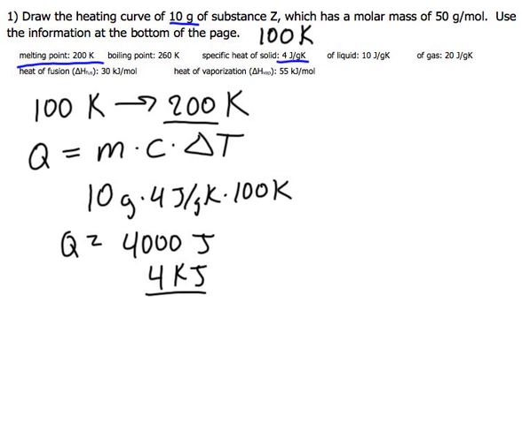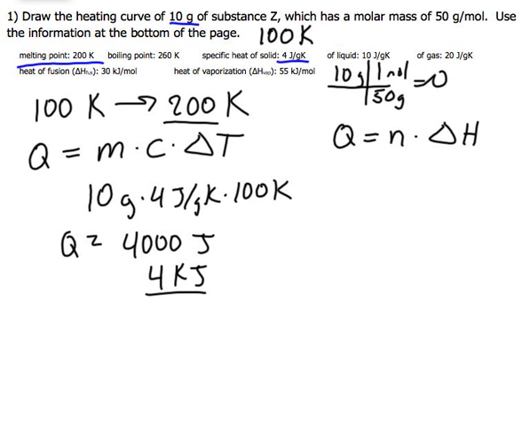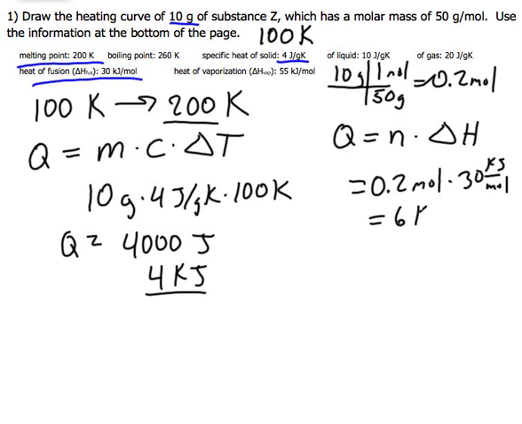For our heat to melt, we use a different equation. That equation is Q equals n times delta H, where n is in moles. We're given the molar mass of this substance: there's 10 grams, and the molar mass is 50 grams per mole. So it turns out that we are heating up 0.2 moles. I want to melt 0.2 moles, so I will be using 0.2 moles. Now I have 2 delta H values, and since I'm melting this, I'm going to use the heat of fusion, which is 30 kilojoules per mole. So 0.2 moles times 30 kilojoules per mole gives me 6 kilojoules. So it will require 6 kilojoules to melt this substance.